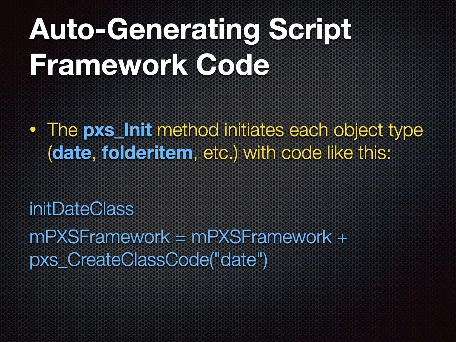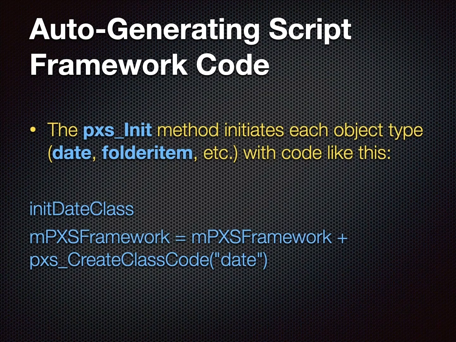Basically, it looks like this. For each object, I have an init method that you call first, which can do some initialization stuff. Then you basically have this MPSX framework, which is just a string. It's just a big string of all the code that we're going to be adding to the script, and we pass it the create class code, which we pass the name of the class that we're going to be duplicating. So we pass it date.